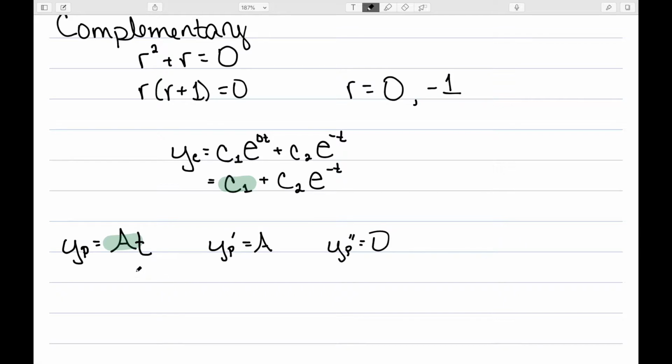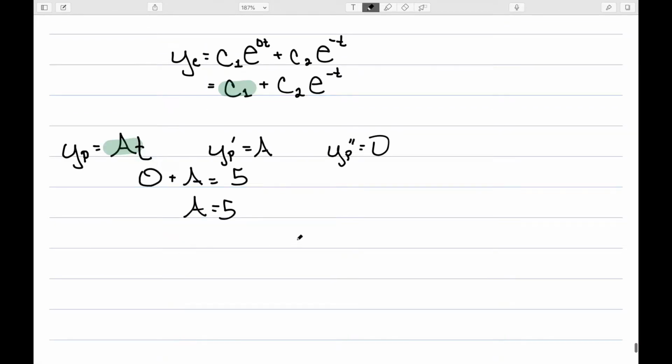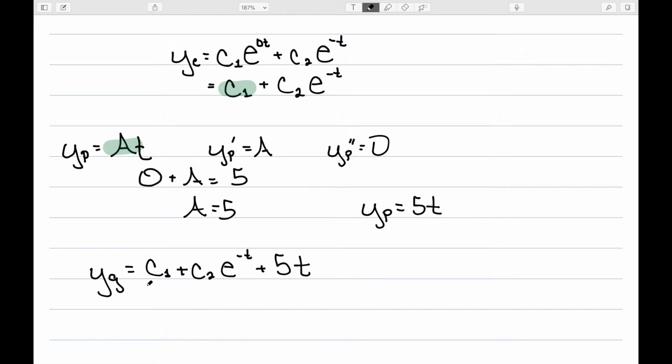My differential equation originally said y double prime plus y prime is equal to 5. So now I have that a is equal to 5. Now this gives me my particular solution is 5t. So my general solution would be the complementary c1 plus c2 e to the minus t plus 5t, and that would make sure all of these terms are linearly independent.